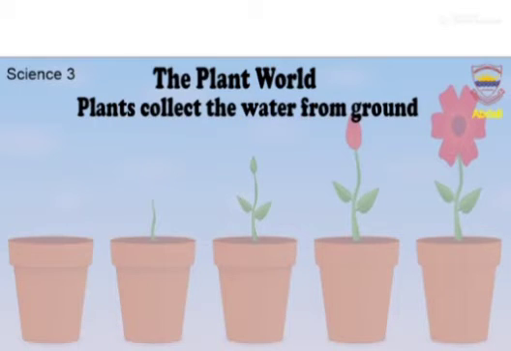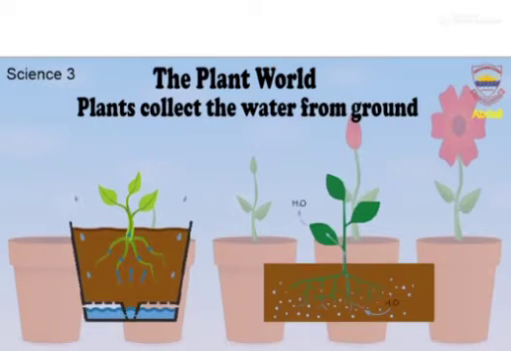Now we will discuss all the steps one by one. Plants collect water from the ground. From where do plants collect water? Plants collect water from the ground.